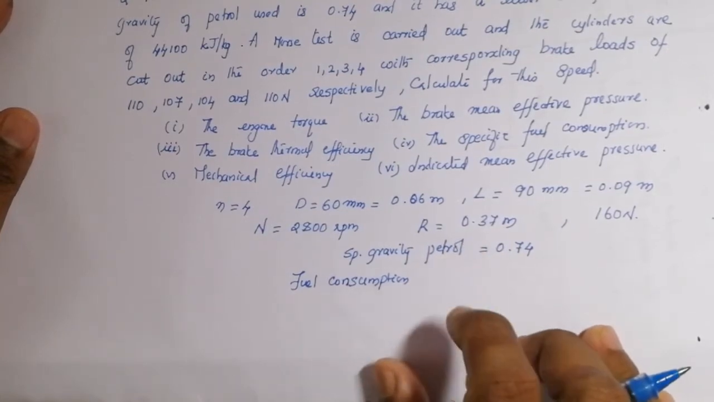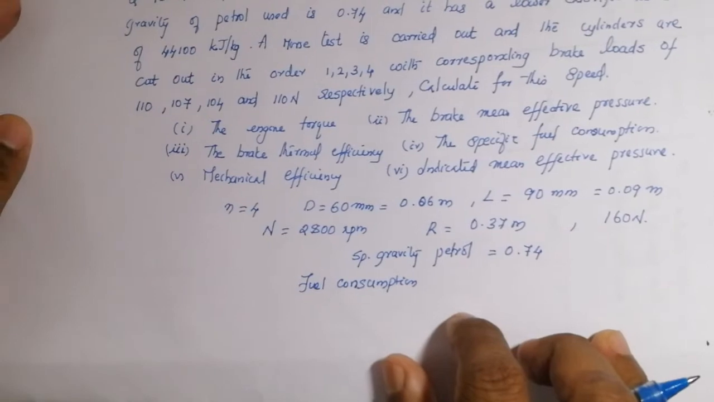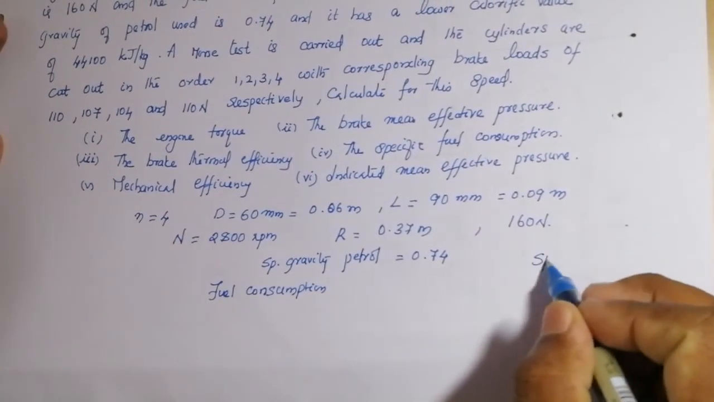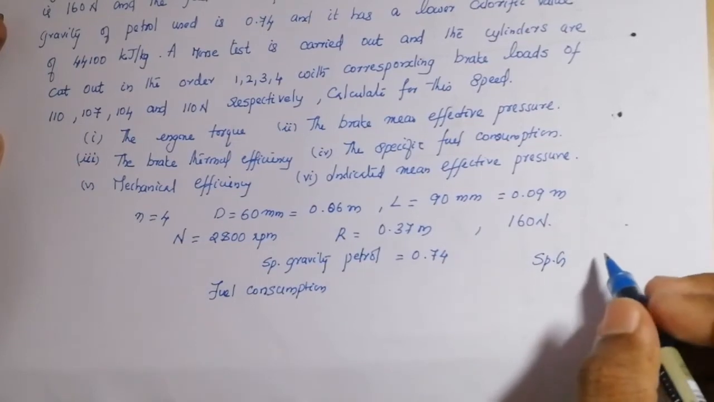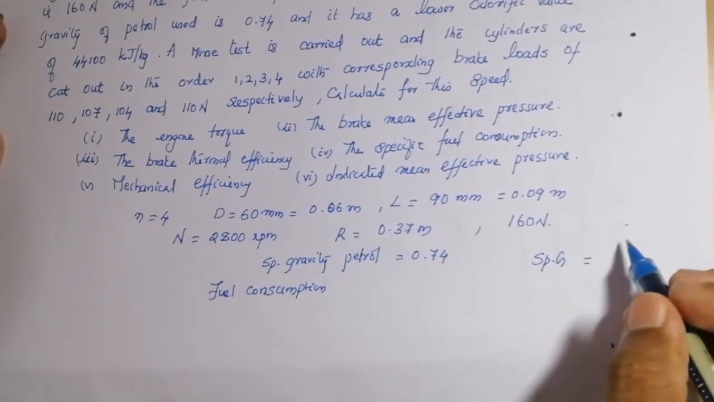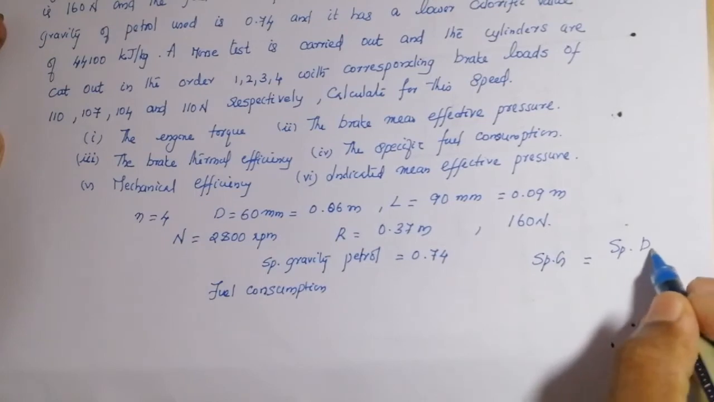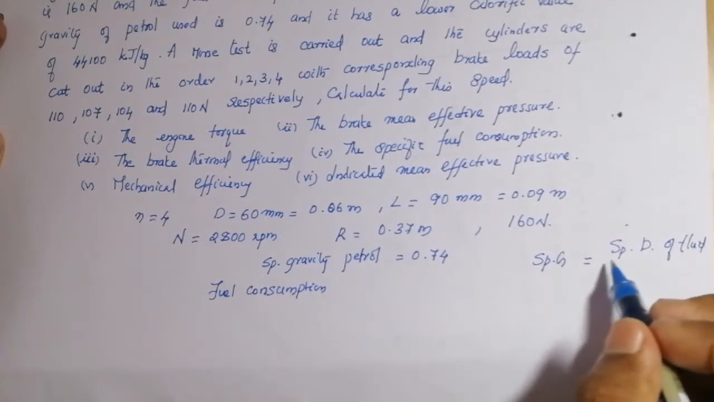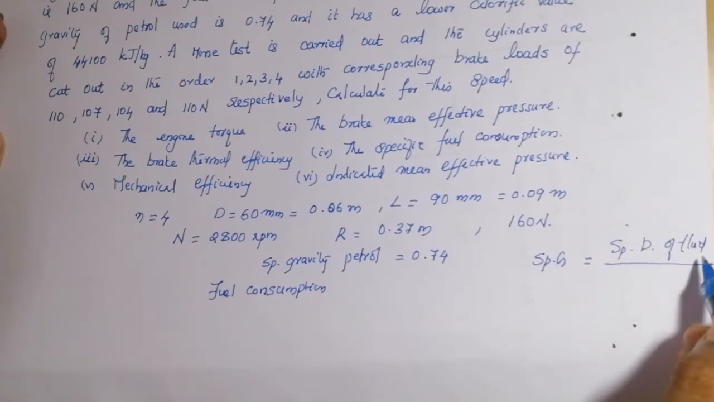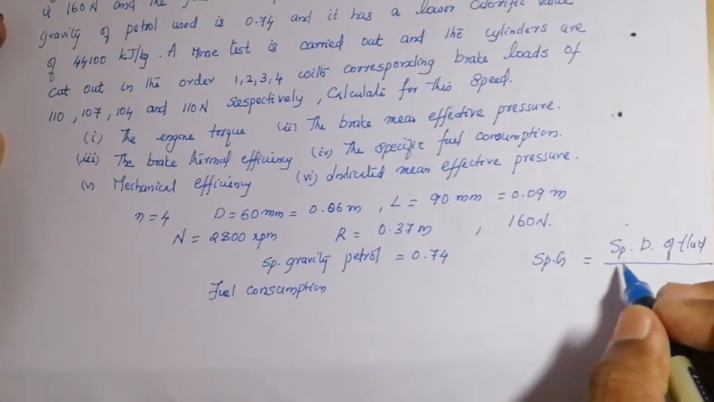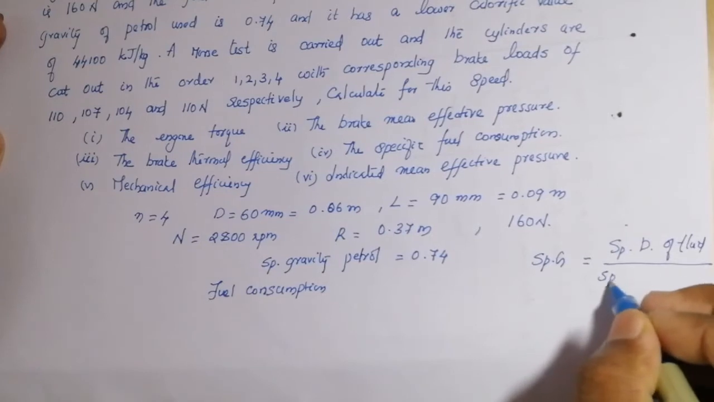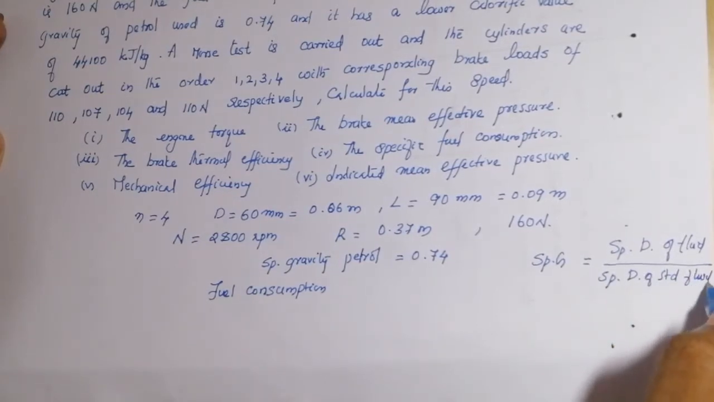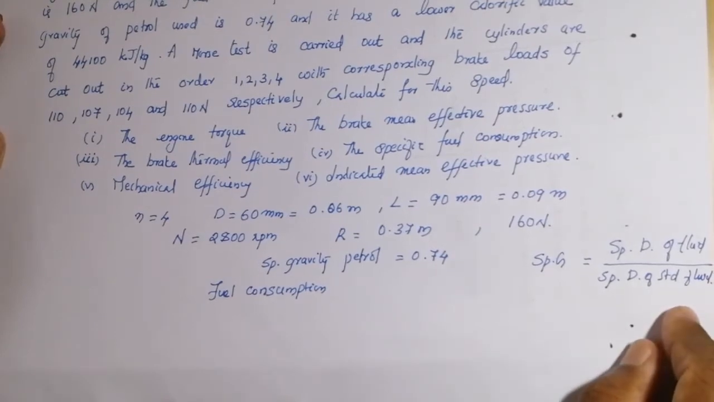Okay, so here we have to go for an equation, that is, specific gravity of any fluid is equal to specific density of fluid divided by specific density of standard fluid. So this equation we know.